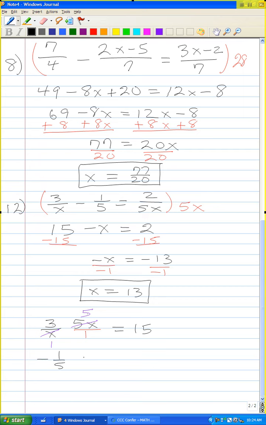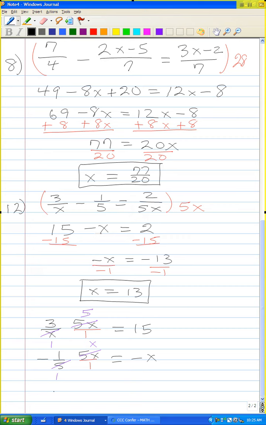Negative 1/5 times 5x. Again, let's write this over 1. 5x divided by 5 is x, and 5 divided by 5 is 1. And so now you get negative 1 times x is negative x, 1 times 1 is 1. So here you get negative x.